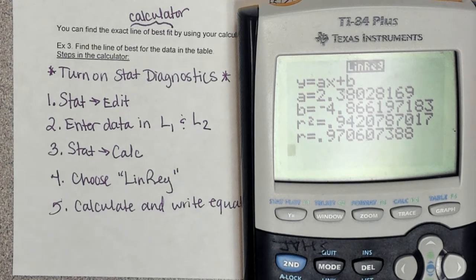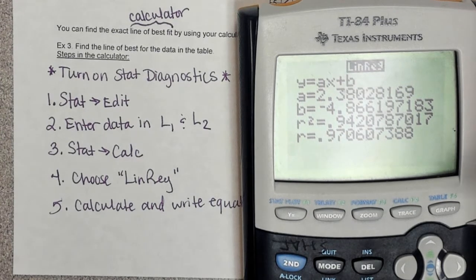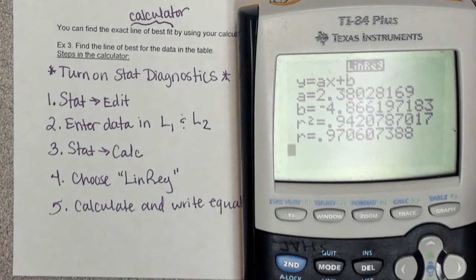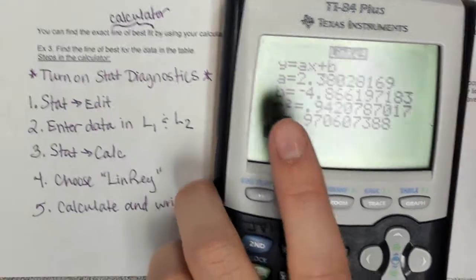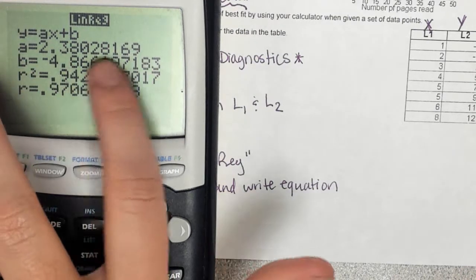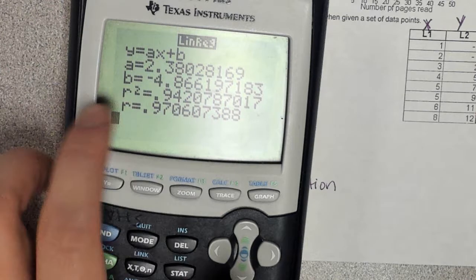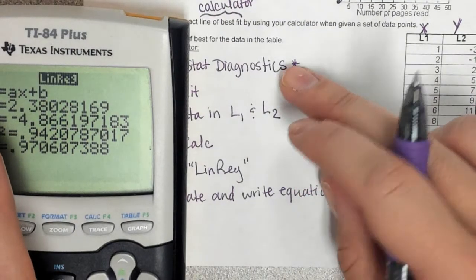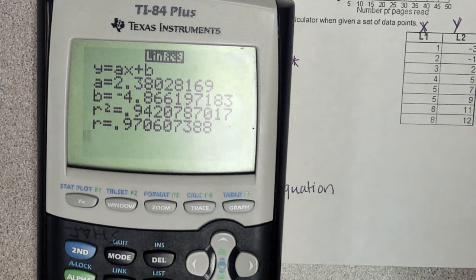Okay? So the calculator tried really hard to get the best possible slope and the best possible y-intercept for the best possible line to go through those points. So we have to write the equation now. And we're going to have to round, right? Because we're not going to write all those. Yes? I turned the stat diagnostics on. That was that first step we did. Mode, and then turn stat diagnostics on.